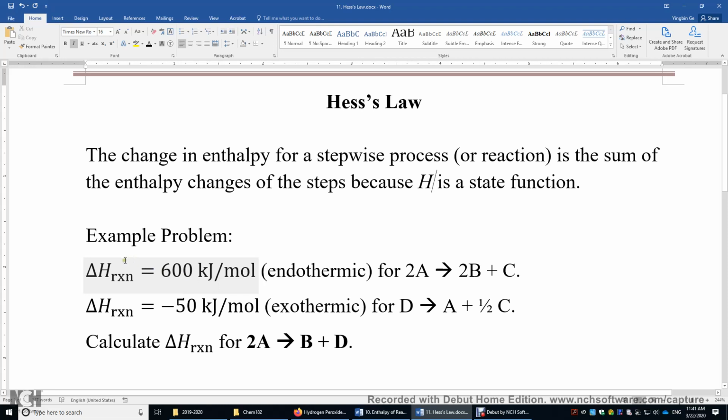So first, the enthalpy change is 600 kJ per mole for this reaction, 2A producing 2B plus C. This is an endothermic reaction because this number is positive. And then let's say the enthalpy of reaction is negative 50 for this reaction, D produces A plus 1/2 of C. And this is an exothermic reaction because heat flows out of the system.